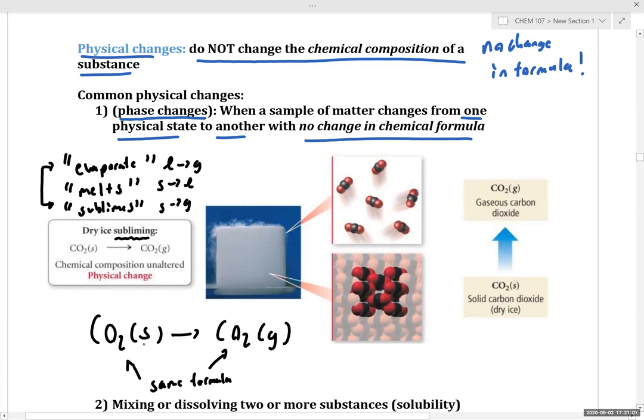And as a result, there's no change in chemical composition. So this is a physical change. Phase changes, changes in physical state, are physical changes. Does that make sense to everyone? No matter that the dry ice is subliming, carbon dioxide, which is dry ice, remains carbon dioxide. It has just changed physical state.